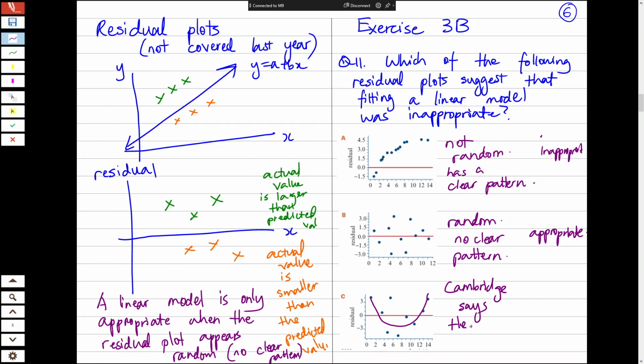There is a pattern, and therefore it's inappropriate. Okay, this is a bit subjective, isn't it, right? So my reassurance to you is that on the exam, it'll be more obvious than this. And on the SAC, I will not try to trick you like this. Okay, I'll give you one where it's really obvious whether there's a pattern or not.